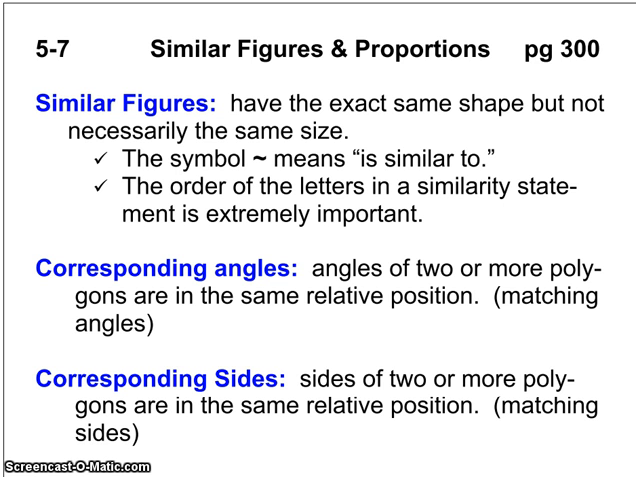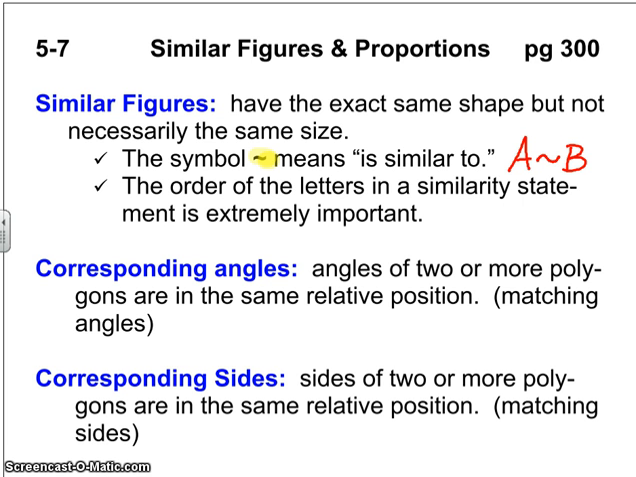Couple things to remember, and again it'll make more sense once you start to see some of the problems, but we have a similarity symbol that we use. This little curvy line here means similar to. So if I want to say A is similar to B, I would write A, the symbol, B. Again, the squiggly line means similar to.